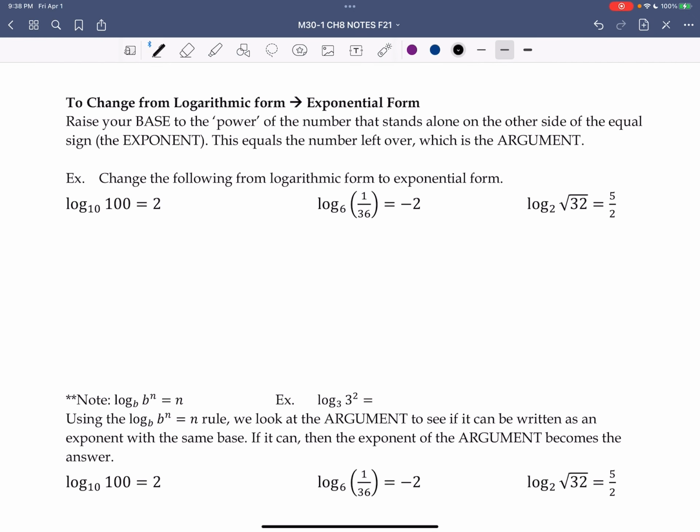To change from logarithmic form to exponential form, raise your base to the power of the number that stands alone on the other side of the equal sign, which is the exponent. This equals the number left over, which is the argument. Example, change the following from logarithmic form to exponential form. We have log base 10 of 100 equals 2. The number that's alone is the exponent. The number that's left over is the argument. In exponential form, this becomes the base 10 to the power of the exponent 2 equals the argument 100.